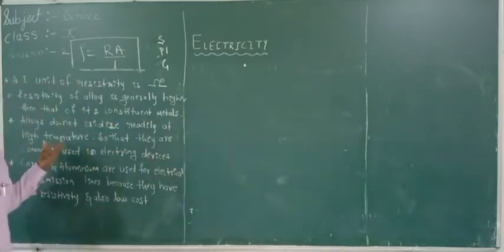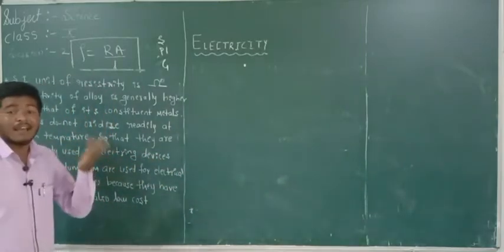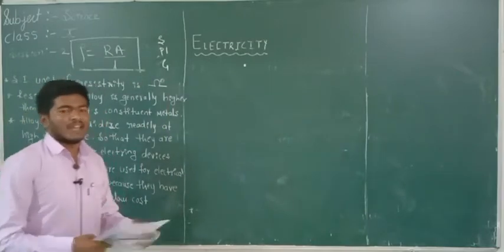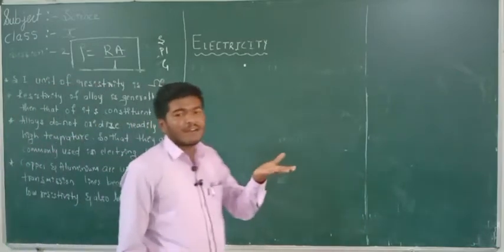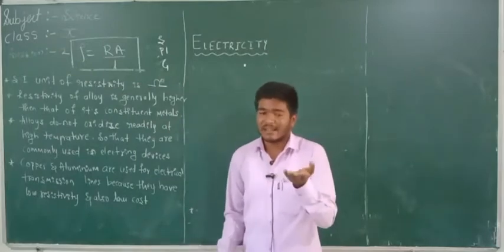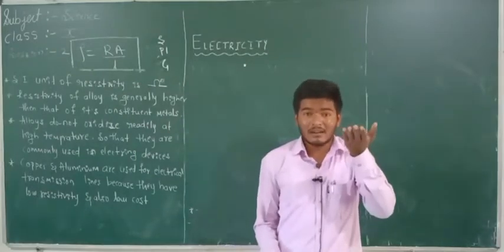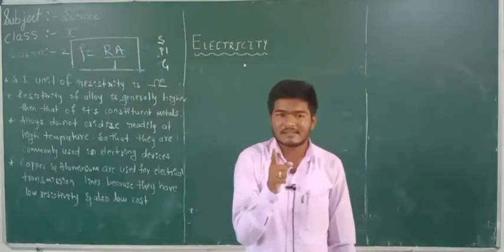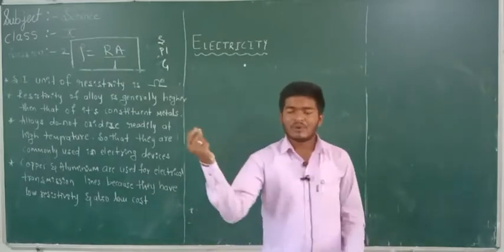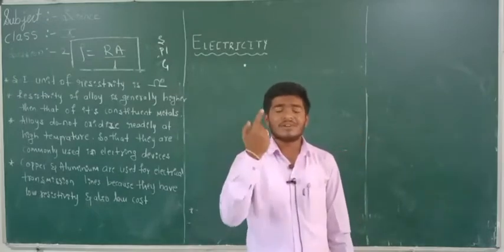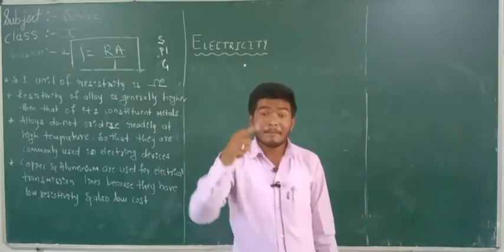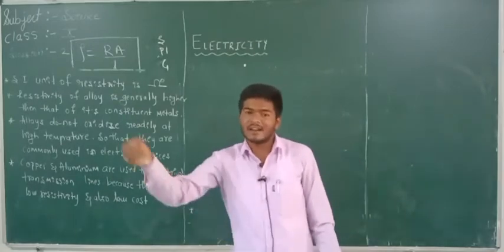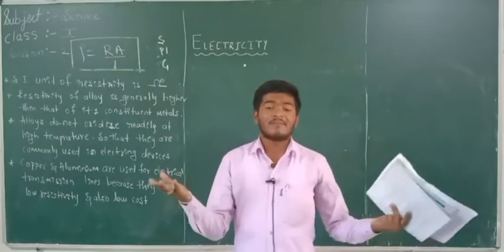Alloys are generally used because alloys have high resistivity and high melting point. As you know already, as the resistivity of any conductor increases, automatically the temperature of the conductor increases. You have to remember that. As the temperature of the conductor increases, if the conductor has a low melting point, it will be melted.